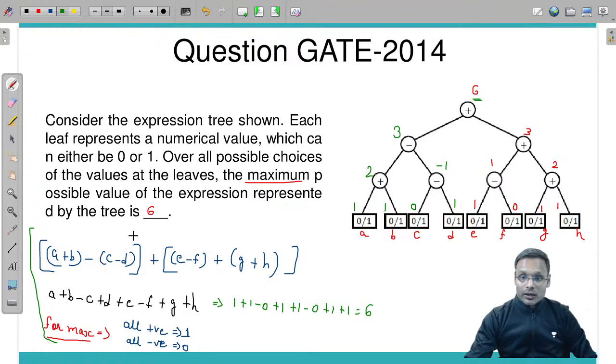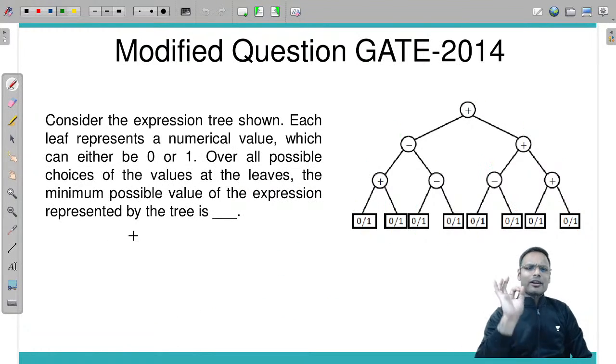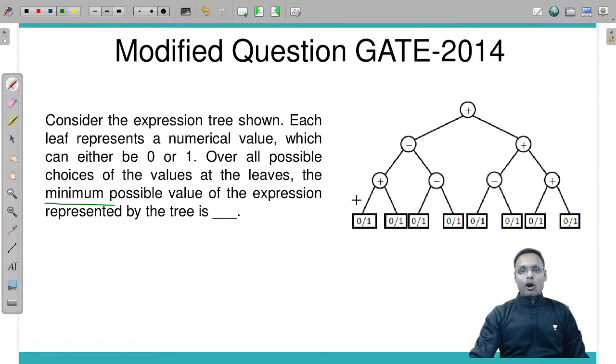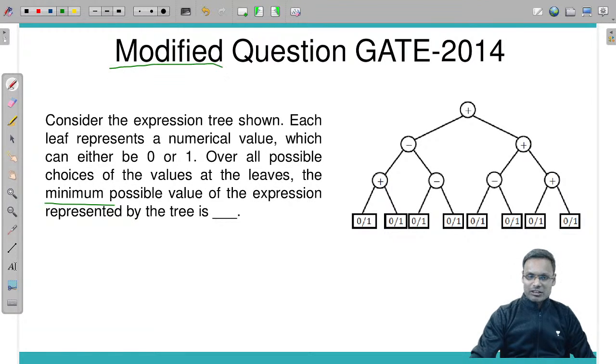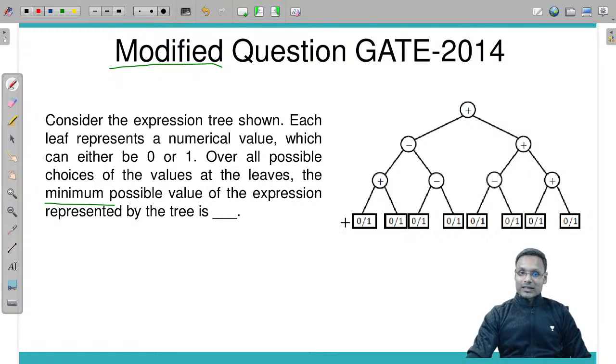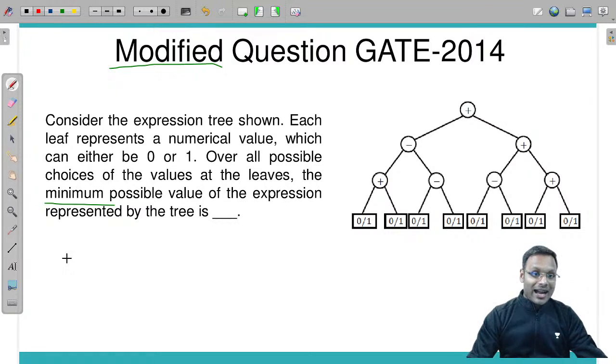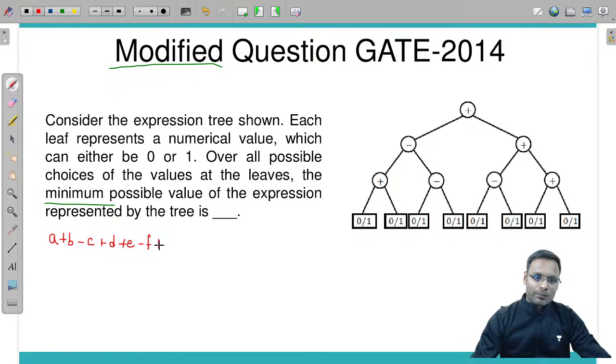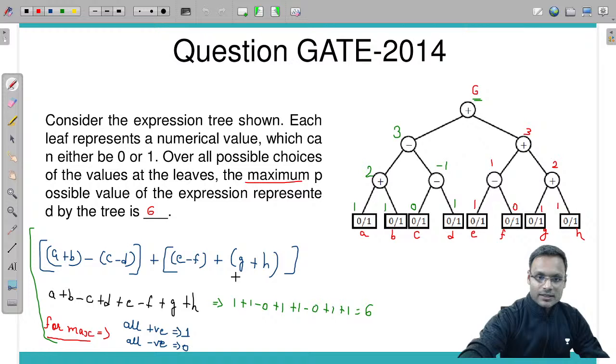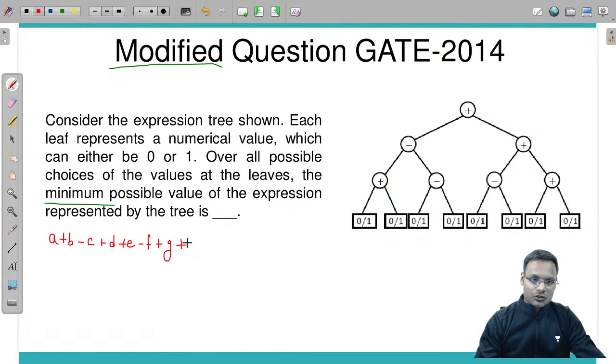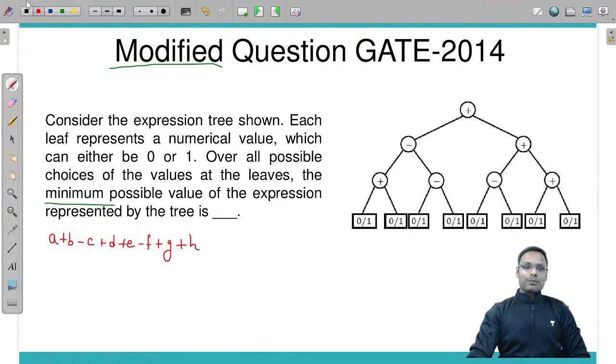Got it? Now in this same question I have modified the question and now I'm asking minimum possible value of this expression. Of this expression tree, what is the minimum possible value? It is a modified question which I modified here. Just tell me which particular value is minimum possible for this expression. What you gonna do? I got the expression a plus b minus c plus d plus e minus f plus g plus h. That is the expression. I want minimum value.